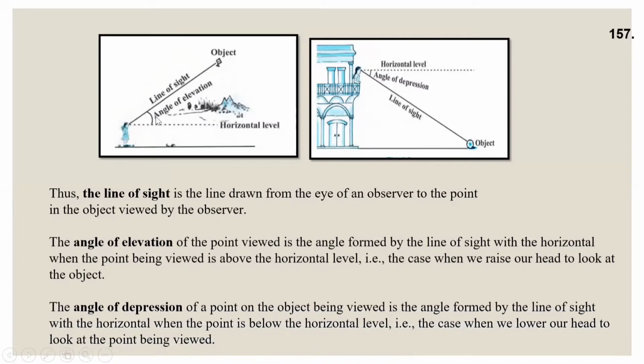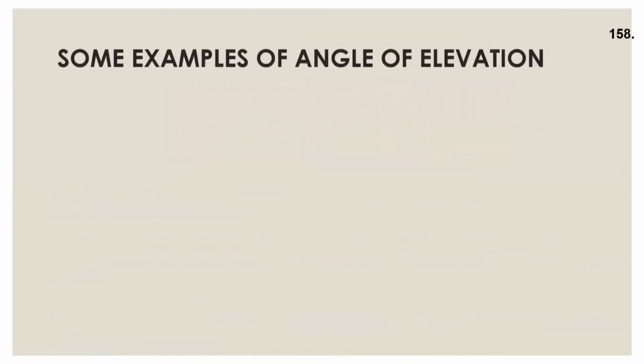Let us come to the angle of depression. The angle of depression of a point on the object being viewed is the angle formed by the line of sight with the horizontal when the point is below the horizontal level. So whenever the point is below the horizontal level, the angle formed by the horizontal level and the line of sight is the angle of depression, right? Let us see some examples of angle of elevation.